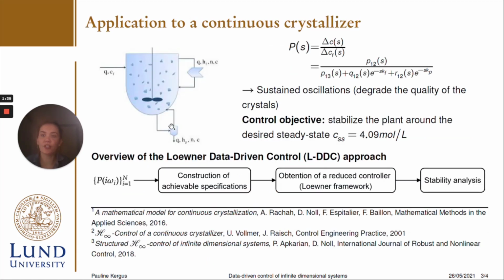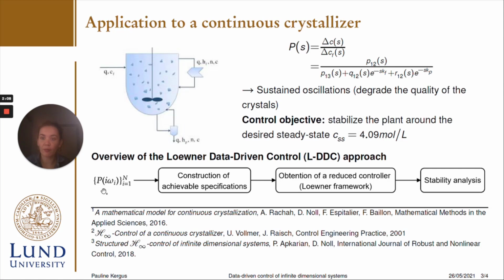Regarding my application, it consists of a continuous crystallizer, which is a common process in the chemical industry. It is described by an infinite dimensional transfer function that exhibits sustained oscillations. The problem is that this oscillation may degrade the quality of the crystals that are produced. So the control objective is to stabilize the plant around a desired steady state. And for that, as I mentioned earlier, in my poster, I use the linear data-driven control approach I developed earlier, in order to control this system.